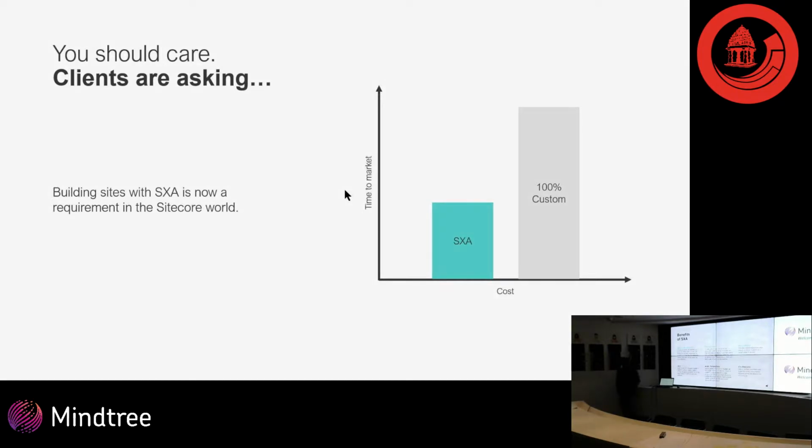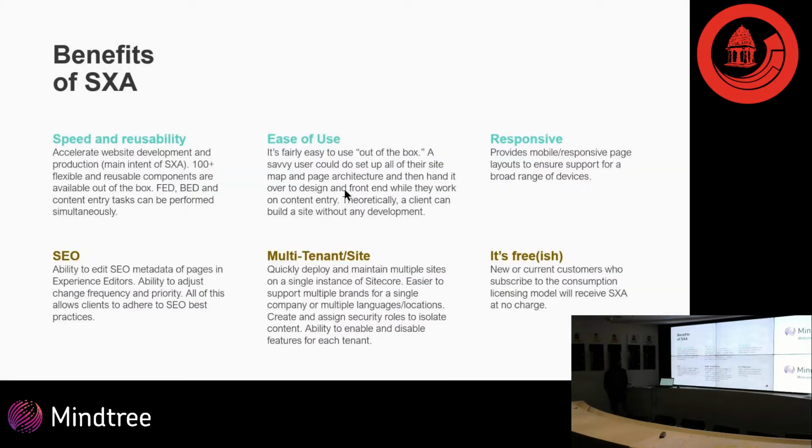There are some more benefits of SXA, as we just discussed: speed and reusability. We already have 100 plus flexible components available, no custom coding required, so it's speedy and reusable. Then ease of use. As we just discussed, the content author can just drag and drop the components on the page. We can have the page ready in a very easy way. Even content authors who are not technically very sound can create their own pages using SXA.